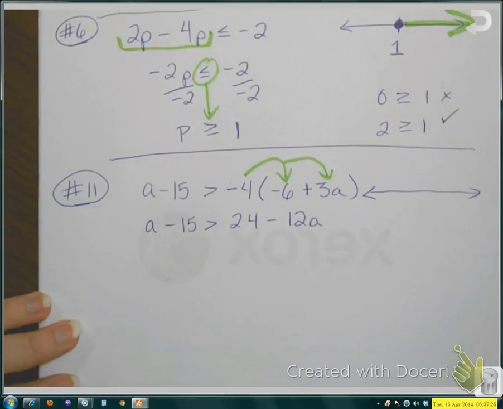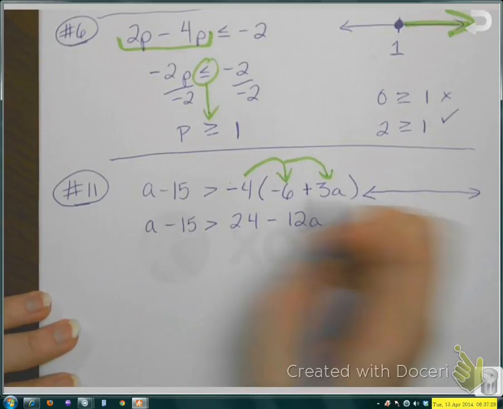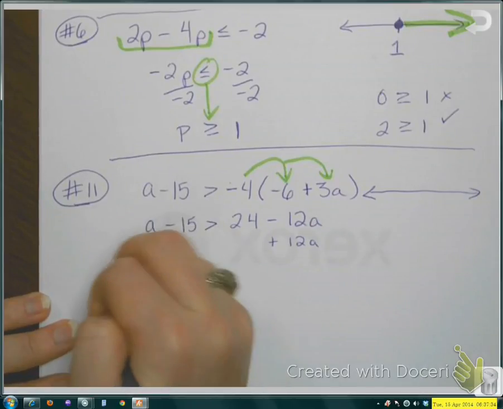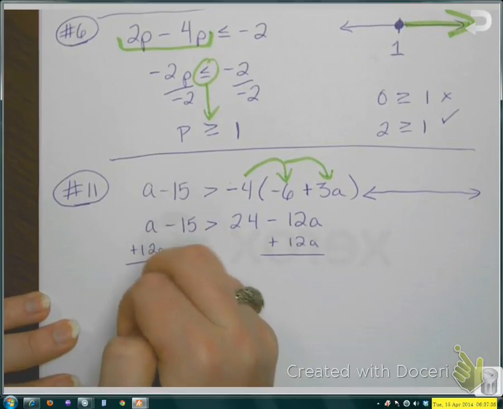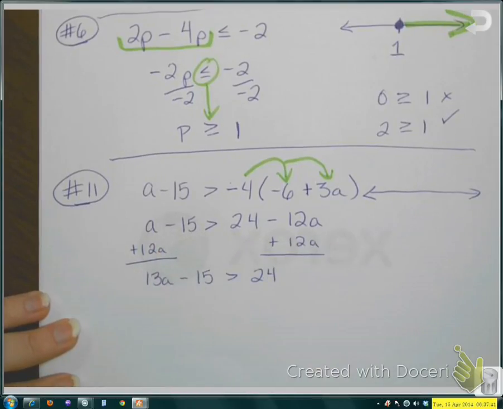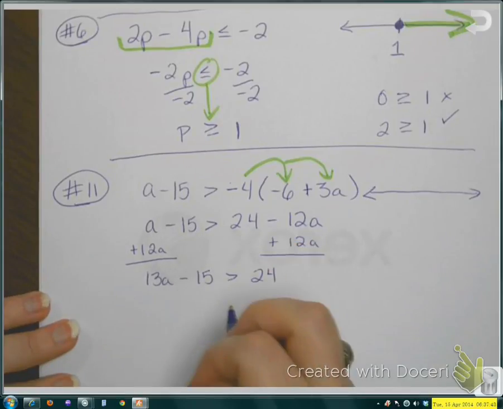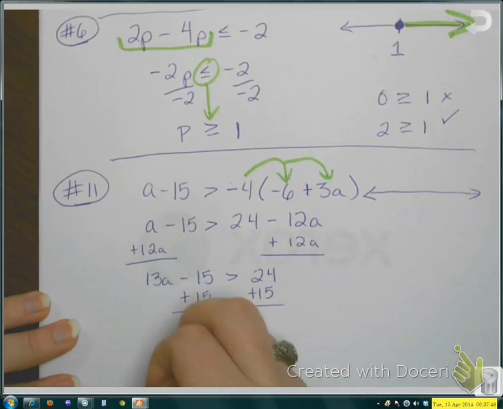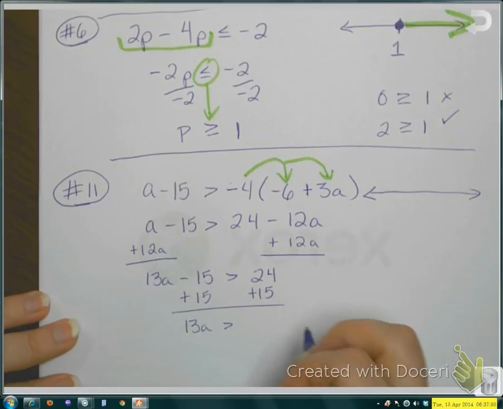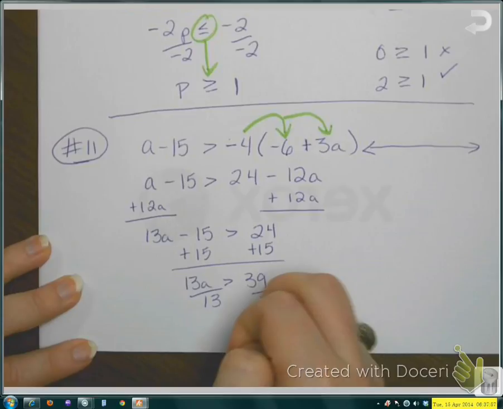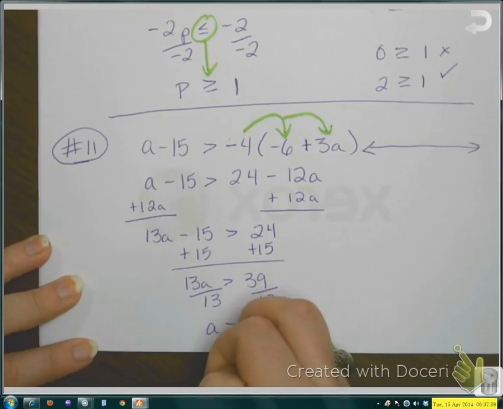Okay, now I need to get letters to one side, numbers to the other. I'm going to add 12a to both sides because that will give me a positive 13a minus 15 greater than 24. Okay, now I need to get rid of the 15. So we're going to add 15. So now I have 13a greater than 39. Okay? Divide both sides by 13 to get a by itself, so a is greater than 3.